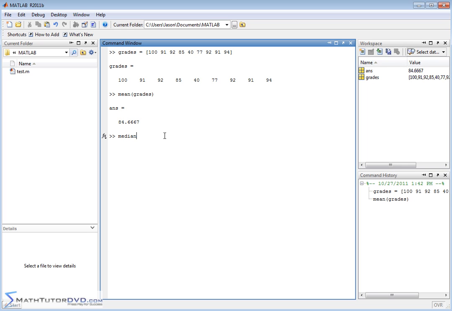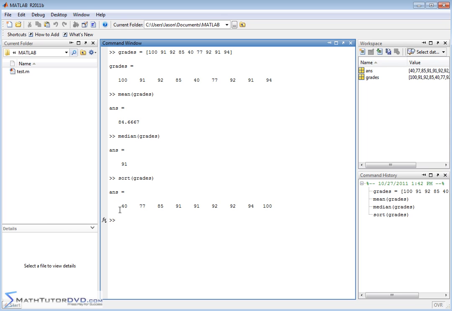Perhaps I'm interested in calculating the median. So the function for that is median, and it'll go off and look at the middle value there. This is a good opportunity to also use another function that we learned in a previous lesson. If you use sort on the vector grades, then it'll order my vector from smallest number to larger number. So if I order them like this, I can look right in the middle here, and it is a 91, and that's why the median is 91.